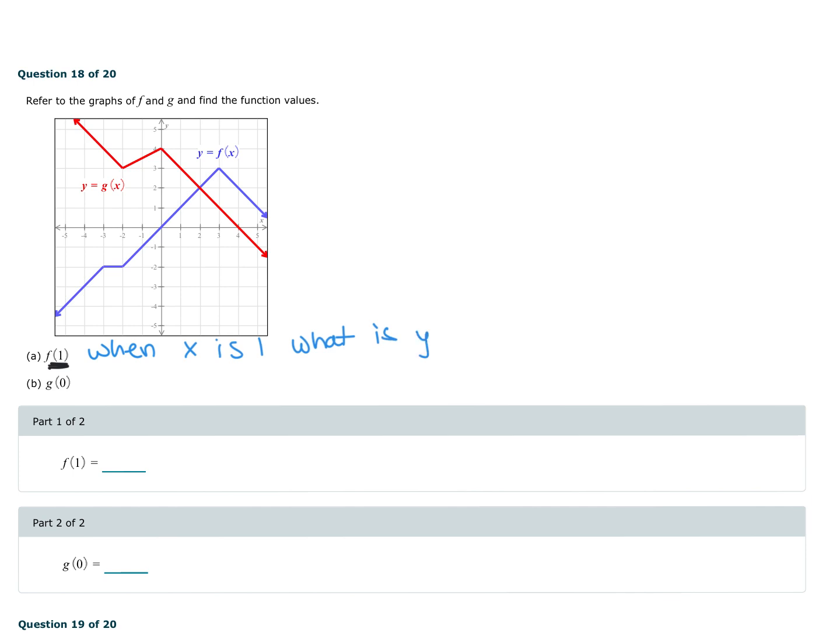Okay, so when x is 1, which is right here, what is my blue graph? Where is it located at for the y value? Okay, well, there's my ordered pair, and that's at 1. So this would be 1.